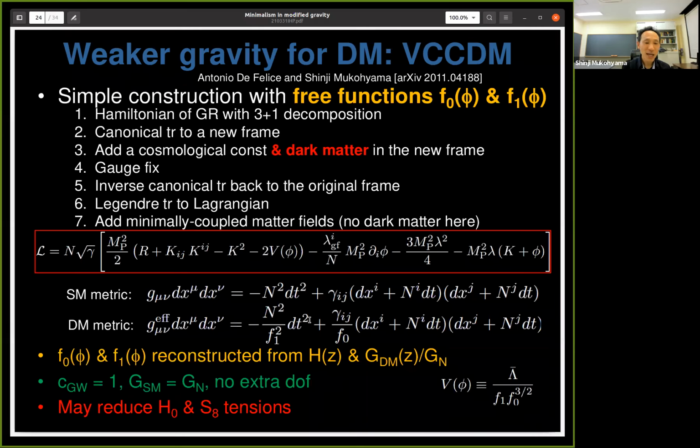Anyway, okay. So from here, we can reconstruct the H of z background and also the strength of gravity as a function of z for dark matter. On the other hand, the speed of gravitational waves and the strength of gravity for the standard model are the same as GR. So they are safe, but we can modify gravity not only for the background, but also for the perturbation. So we may reduce the H naught tension and S8 tension at the same time.